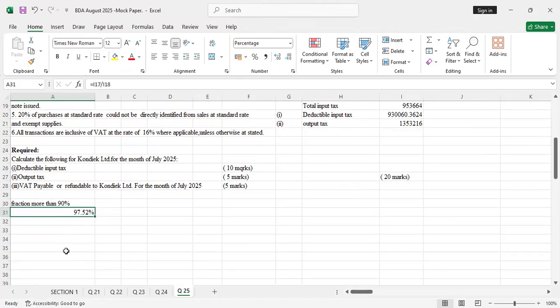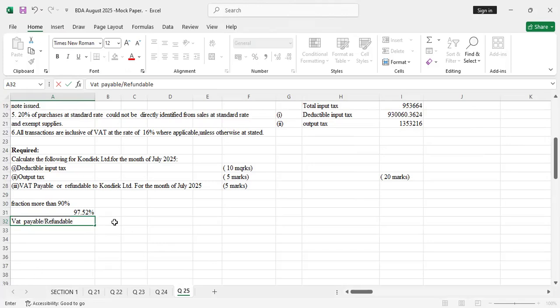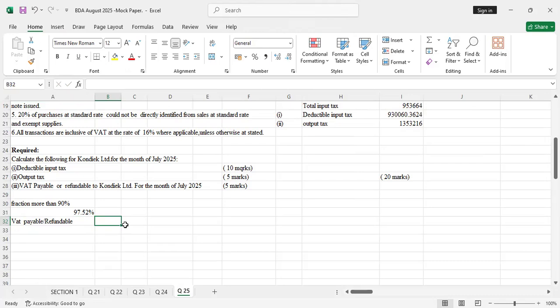So what do we do? How do we calculate the VAT payable when the fraction is more than 90? When the fraction is more than 90, they are going to use this formula. Our VAT payable stroke refundable, you pay attention. Because we have confirmed according to our question it's more than 90, therefore our VAT payable stroke refundable will be equals to the output tax, which we already have, minus total input tax, or the input tax.